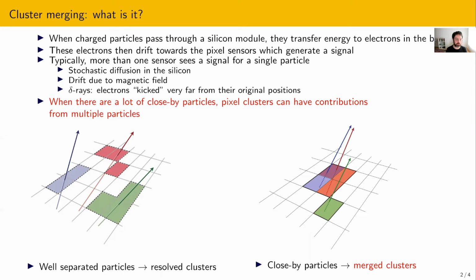And so you have a picture of what that usually looks like on the left here, where we have three particles, which each have illuminated different sensors. However, when there are lots of close-by particles, these clusters can have contributions from multiple particles. We see what it looks like on the right here. The particles in that case were very close by, and we can only see a single charge cluster which has contributions from these three particles. So that's what we mean by a merged cluster.